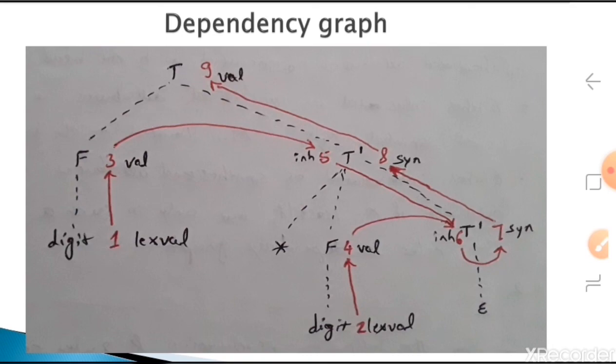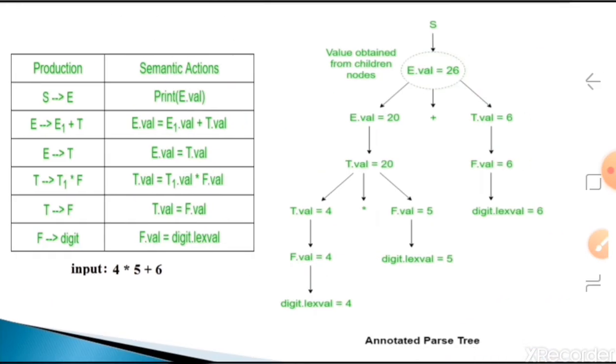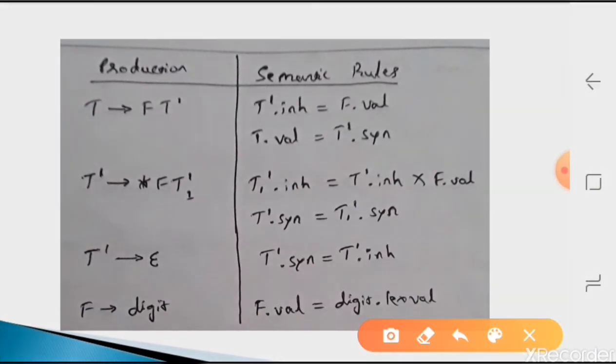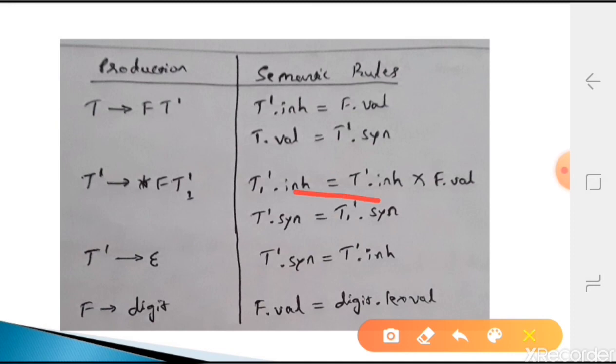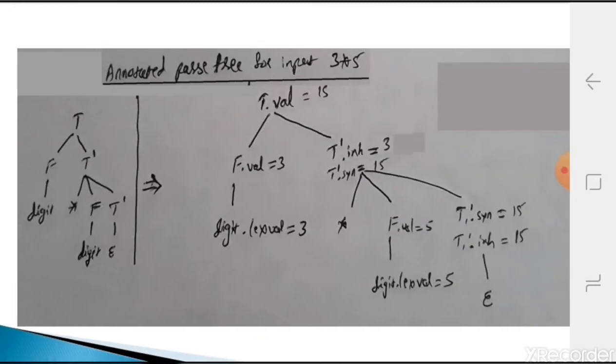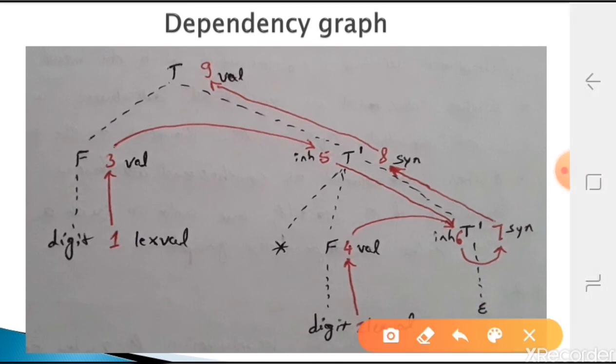So like this, first a grammar will be there, and for each production you will have semantic rules. These semantic rules can be used to write an annotated parse tree, that is, the parse tree written along with attributes and corresponding values. This parse tree may have more than one way of evaluation, so to evaluate it we use the dependency graph. Whatever graph we are writing, we call it a dependency graph.